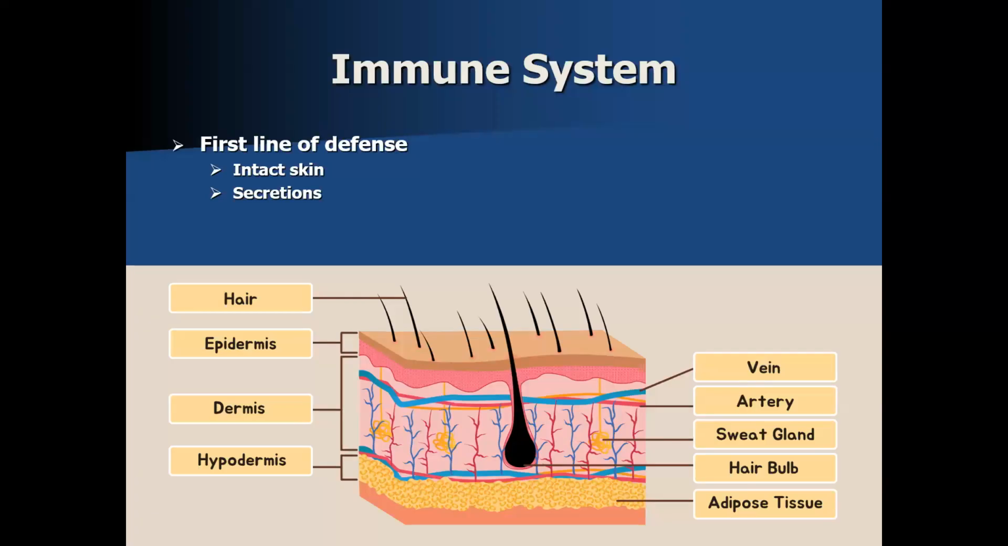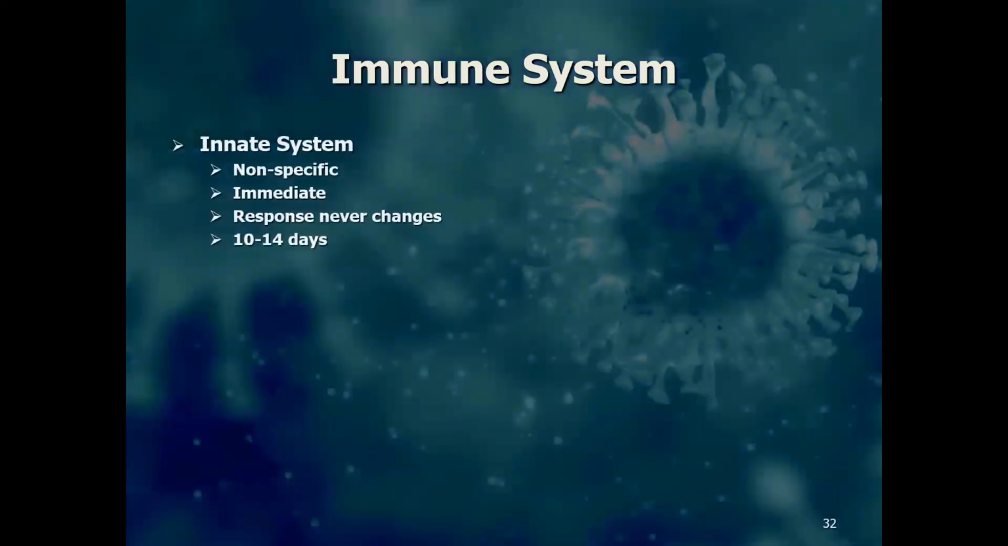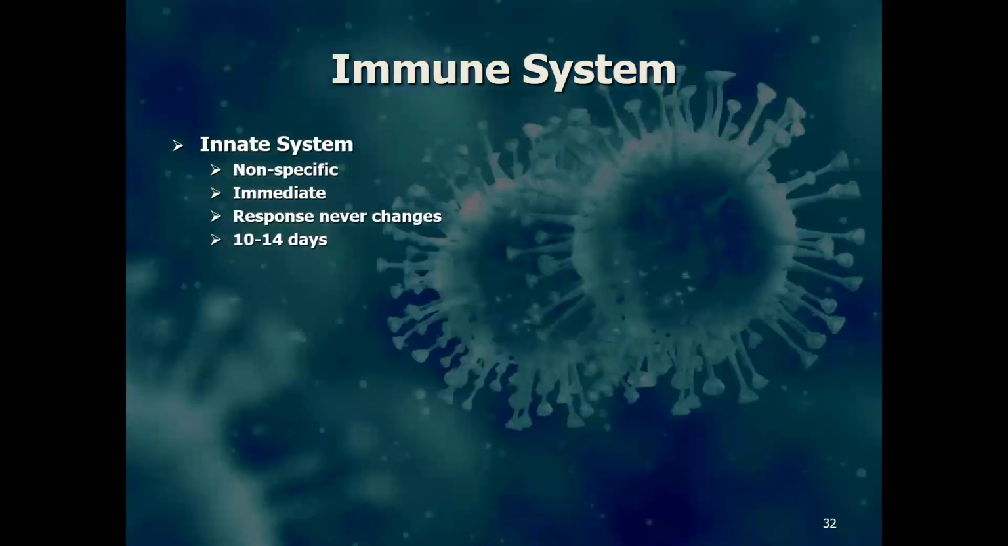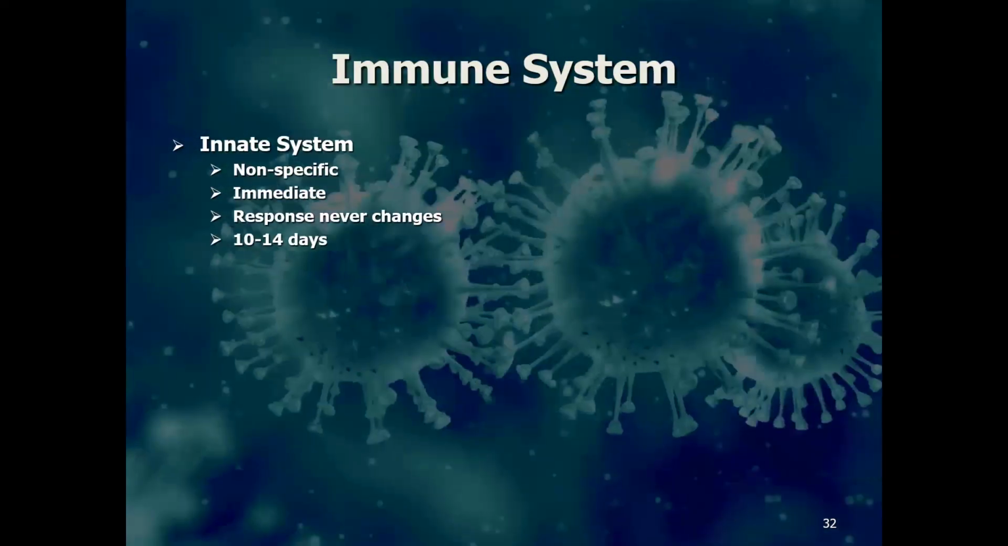Vaginal secretions are slightly acidic, which discourages microbial growth. Semen contains antimicrobial proteins and zinc, which kills many pathogens. And fever can impair the ability of pathogens to replicate. Increasing the temperature also disrupts the pathogen's metabolism. The innate immune system, you're born with this, has three characteristics.